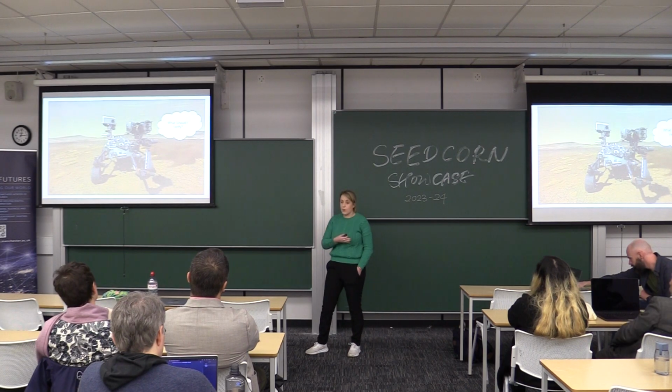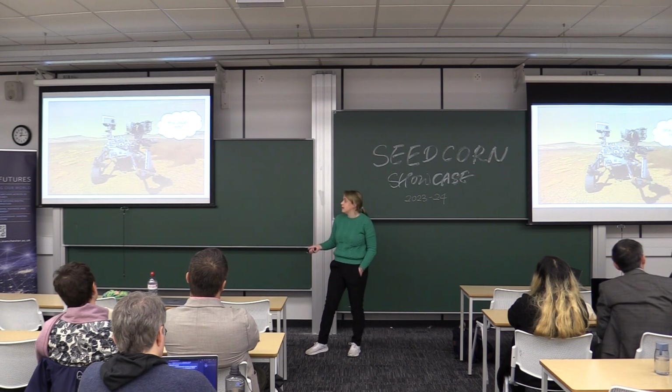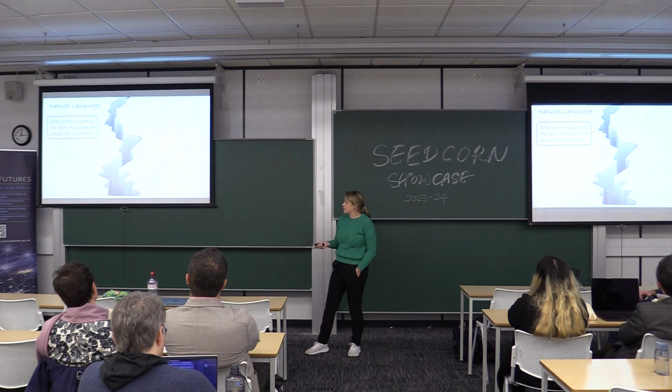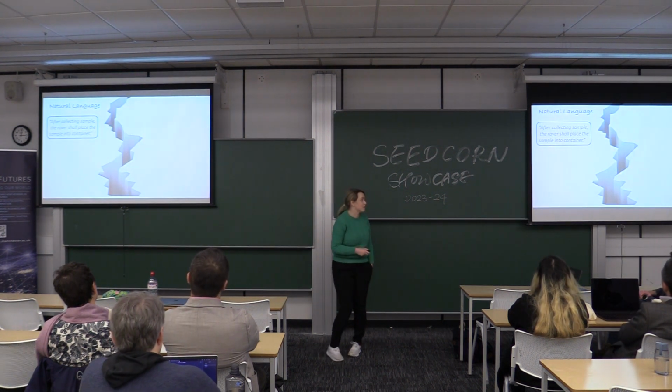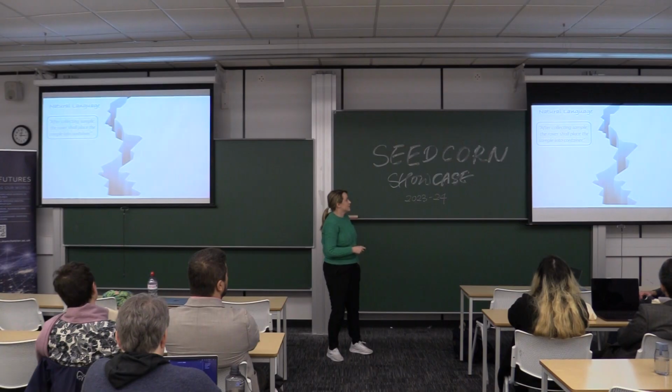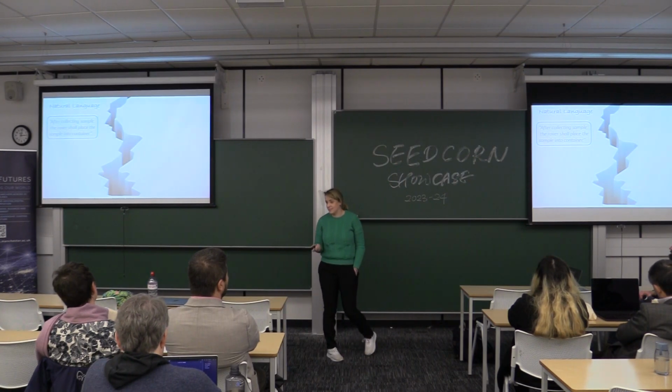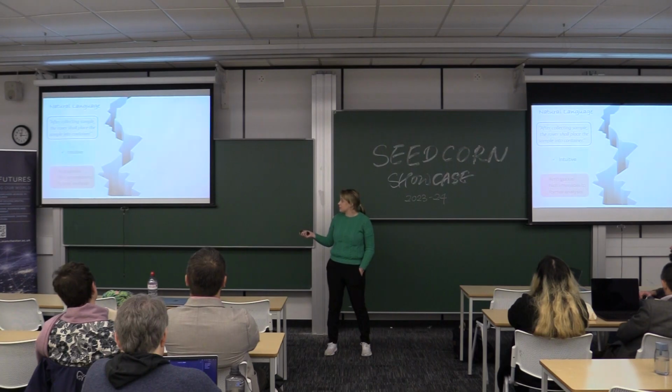But a lot of the time the requirements are ambiguous, they're not clear, and sometimes they're incomplete as well. And most often they're written in natural language. So an example here would be for a requirement, after collecting a sample, the rover should place the sample into a container. Okay, that seems simple, right? But that's not something that's very easy to programmatically verify.